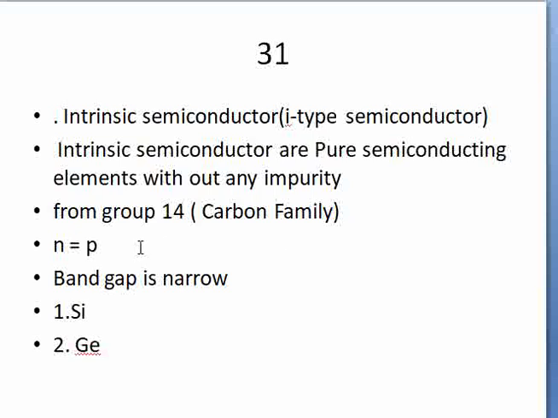They are from group 14, the carbon family. Here the number of holes is equal to the number of electrons. n is the number of excess electrons, p is the number of positive holes. So the band gap is very narrow. In a pure semiconductor the band gap is very small. Examples: silicon and germanium. Fourth group elements carbon, silicon, germanium are intrinsic semiconductors.